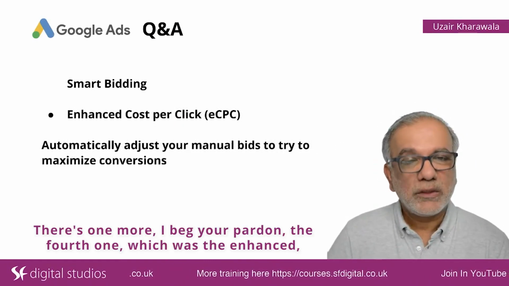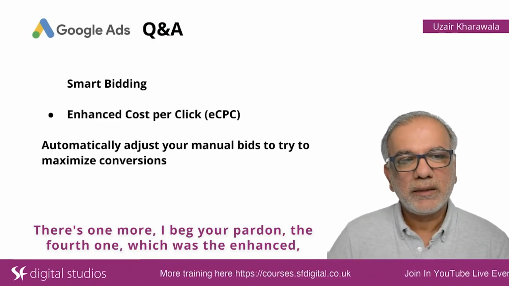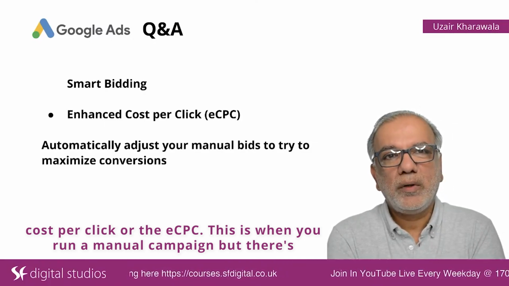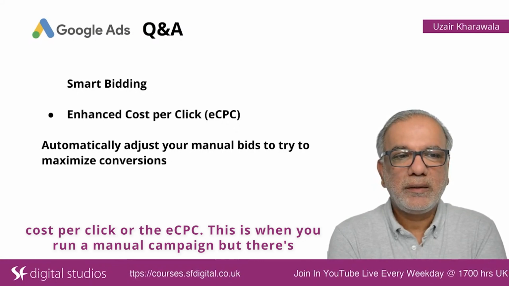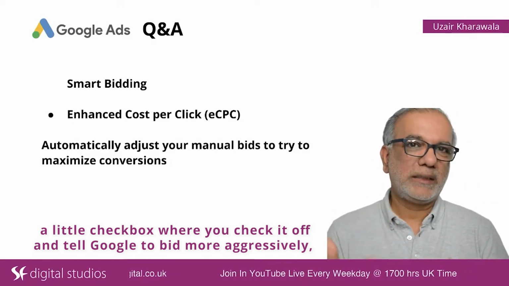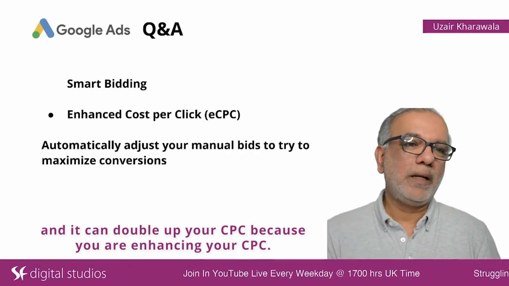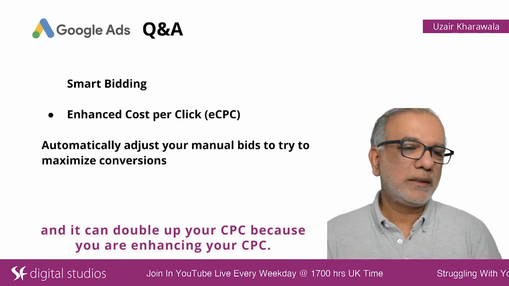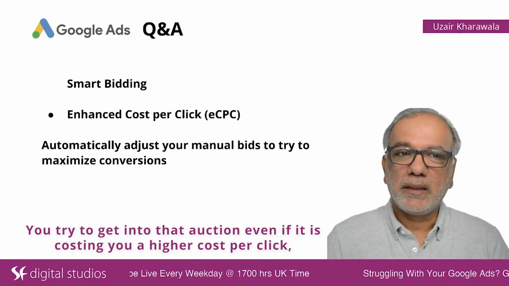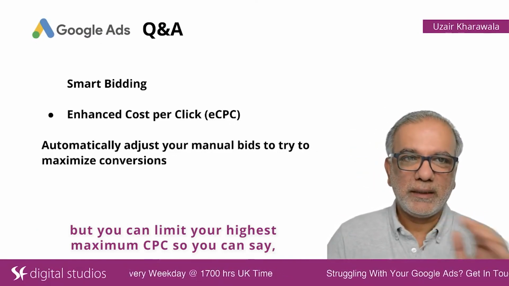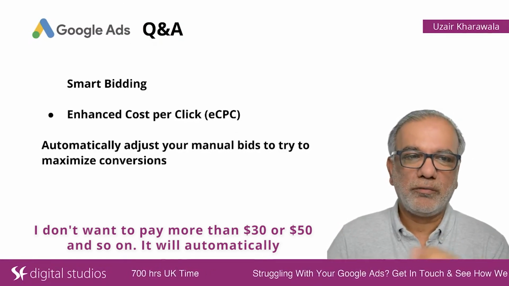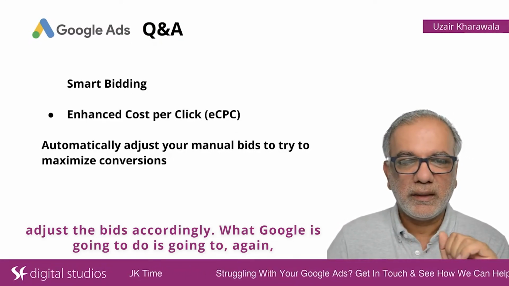There's one more, I beg your pardon, the 4th one, which was the enhanced cost per click, or ECPC. This is when you run a manual campaign, but there's a little checkbox where you check it off and tell Google to bid more aggressively, and it can double up your CPC because you are enhancing your CPC. So you try to get into that auction, even if it is costing you a higher cost per click. But you can limit your maximum CPC. You can say, I don't want to pay more than $30 or $50 and so on. But it will automatically adjust the bids accordingly.